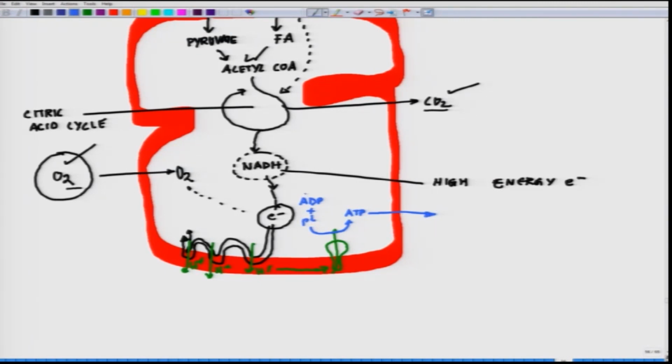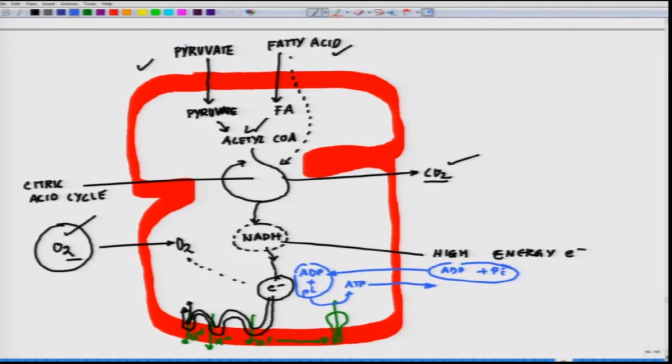So, this ADP and Pi, where are they coming from? These are all again coming from outside, ADP plus Pi. These are translocated. So, if you look at the inputs coming inside the mitochondrial matrix, they are pyruvate, fatty acid, oxygen, ADP and Pi, and what is given out is CO2. I have just used a different color for you to understand.